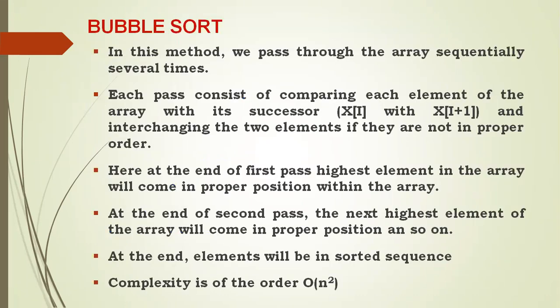Bubble sort is a very simple technique. Suppose you have an array of 10 elements. In the first pass, A1 and A2 are compared, that means the first element and the second element are compared. If the second element is less than the first element, then the first and second elements are interchanged. Then the second element is compared with the third element, the third with the fourth, the fourth with the fifth, the fifth with the sixth.